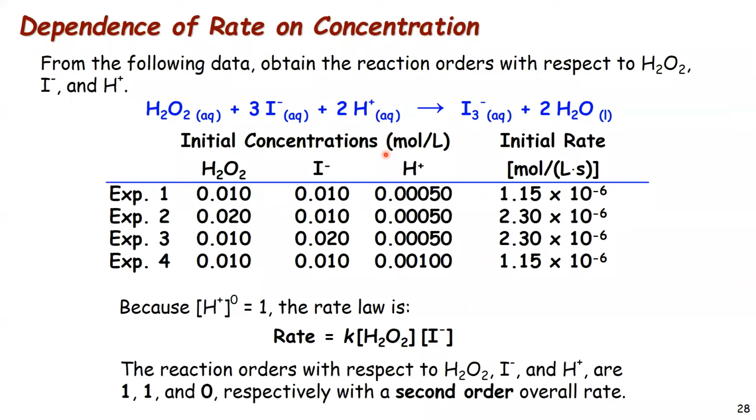Okay, so again, it's first order in hydrogen peroxide, first order in iodide, 0th order in hydrogen. Then the overall rate is simply the addition of these exponents. Well, 1 plus 1 is equal to 2. So overall, this reaction is second order. So we have individual orders of reactants and catalyst, and then the overall reaction order is just the sum of those exponents. 1 plus 1 is equal to 2, so it's second order overall. It's that simple. Don't make it complicated.